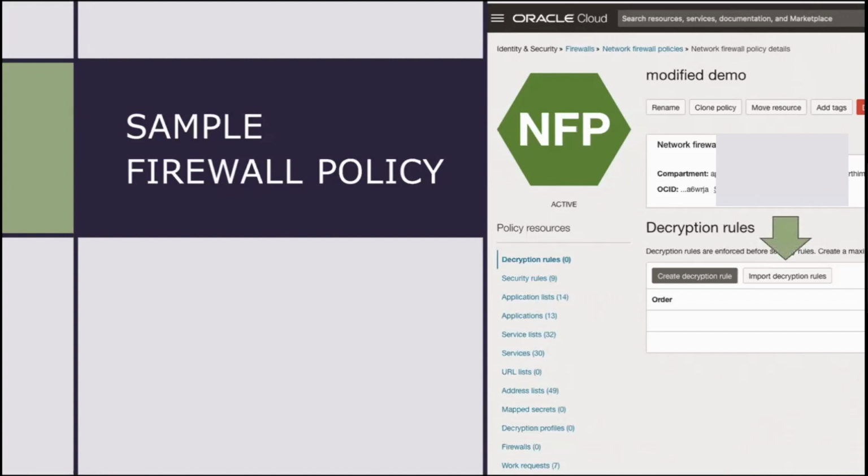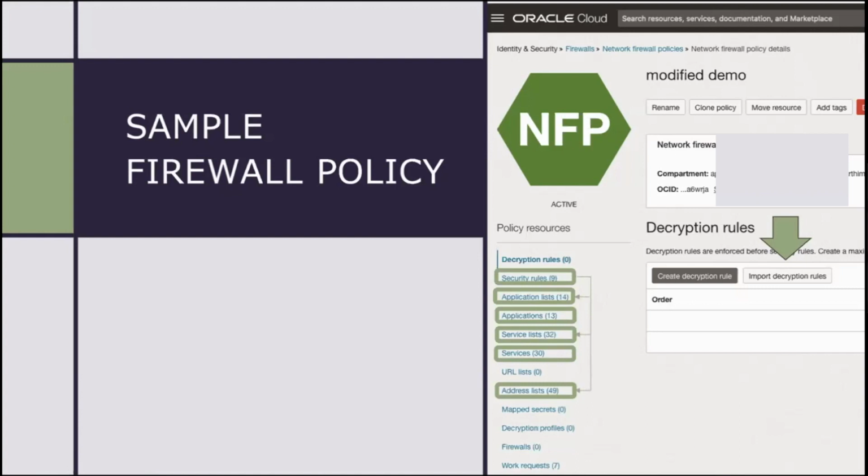This is the import option that the OCI console gives you. However, when you click on this import and try to import a configuration, it will accept only JSON files. So the tool is going to help you generate these JSON files for address lists, service lists, applications and application lists, and the security rules. The URL list and decryption rules are not available in the current version of the tool, but if you see a lot of use cases where you also need them to be included, we can surely do it. That should not be a huge challenge.